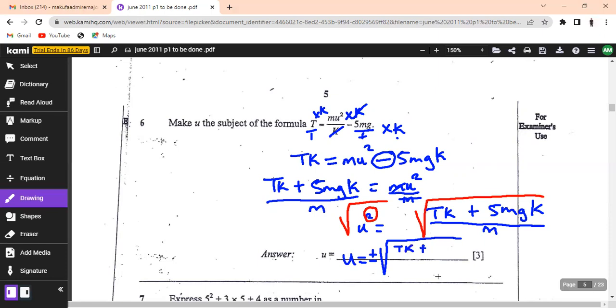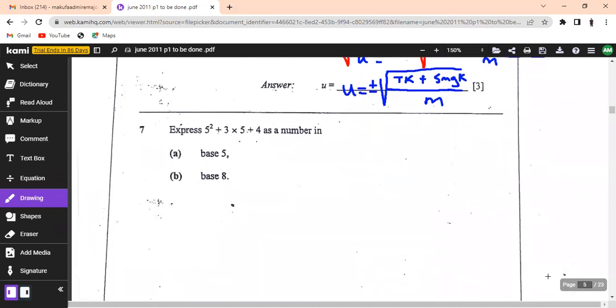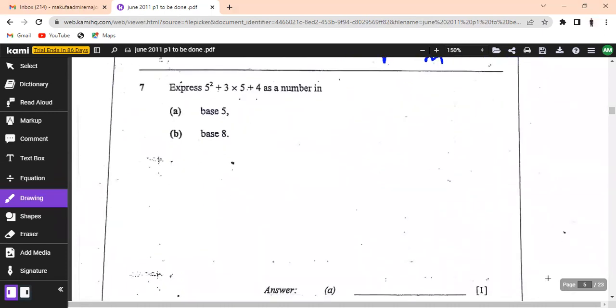But it's going to be tk plus 5mgk here, everything over m. So like I said, guys, it's just because of the space, but I was supposed to write it somewhere. But that is what you're going to have in this case. So there are so many ways of simplifying change of subject. Someone can work it another way and obtain another different answer, but still giving us the same thing.